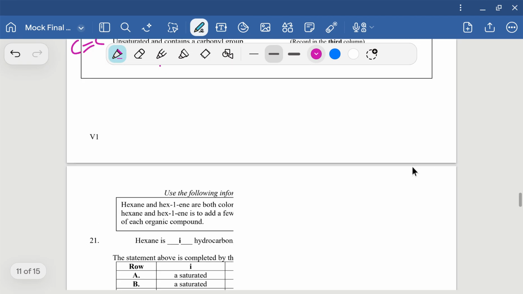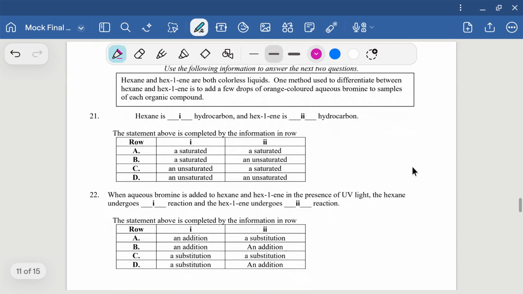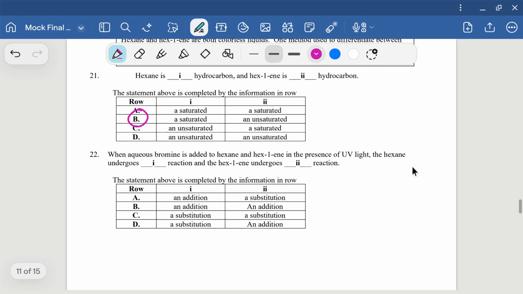So sorry that didn't come over. This one is showing the bromine test, but actually the question itself has nothing to do with that test. So going on, hexane is saturated and hexene is unsaturated, just knowing the difference between a double and a triple bond.